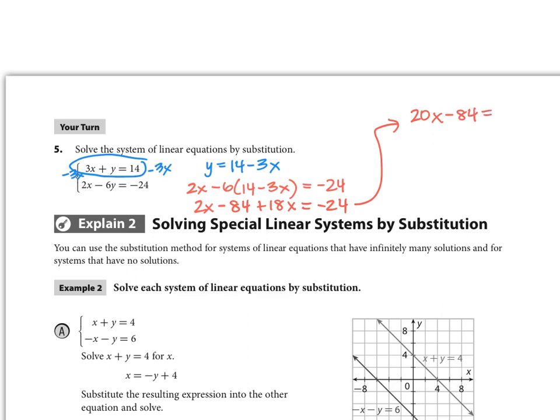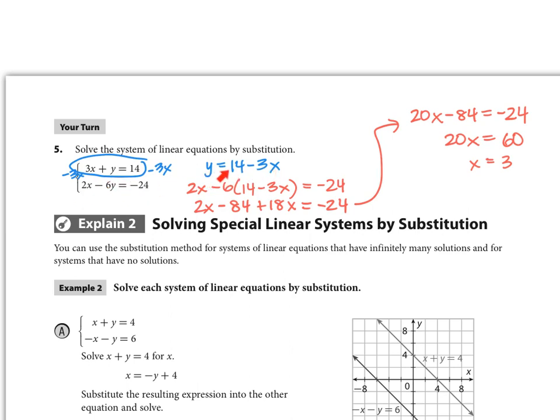I'm going to add 84 to both sides. When I add negative 24 plus 84, that's 60. So x is 3. Then I go back. I suggest using your original equations. We know what x is now, so I can change that to a 3. Figure out what y is.